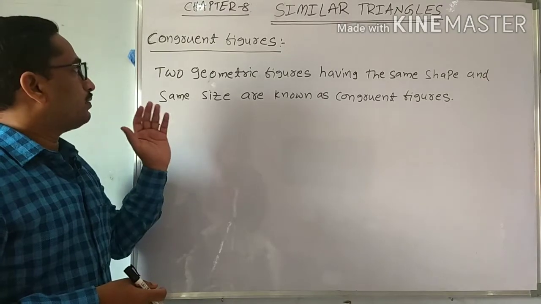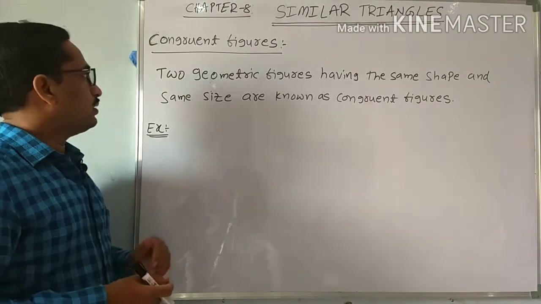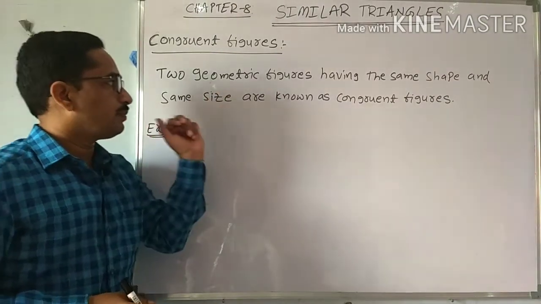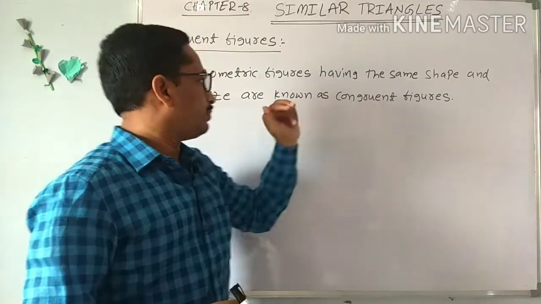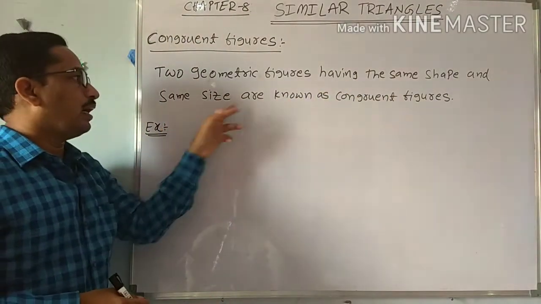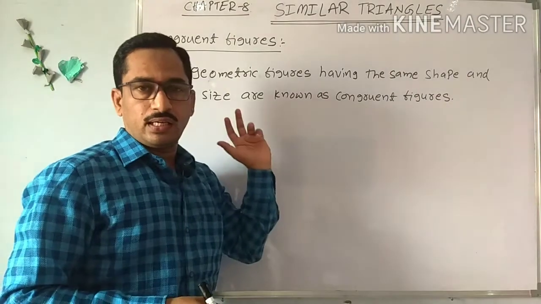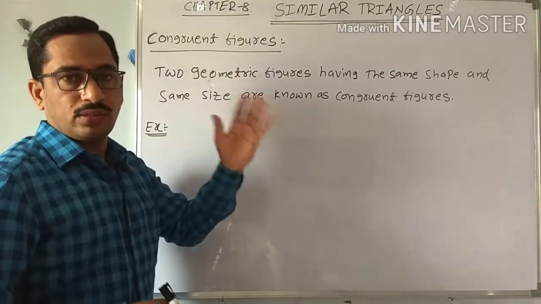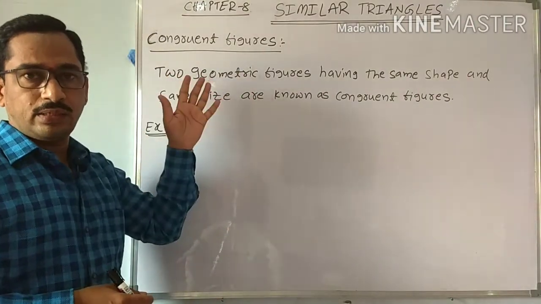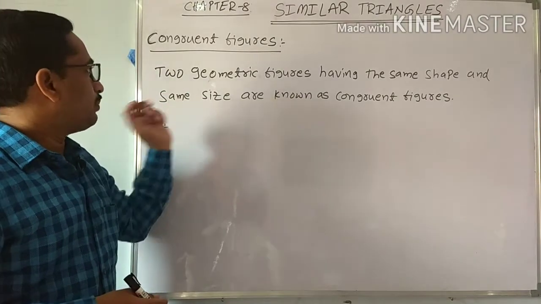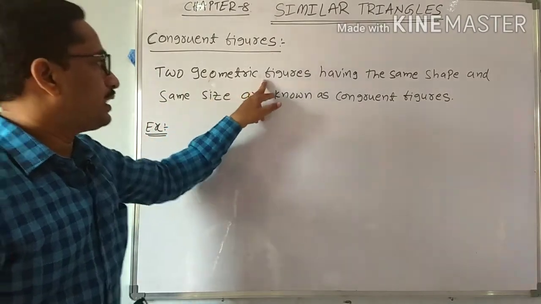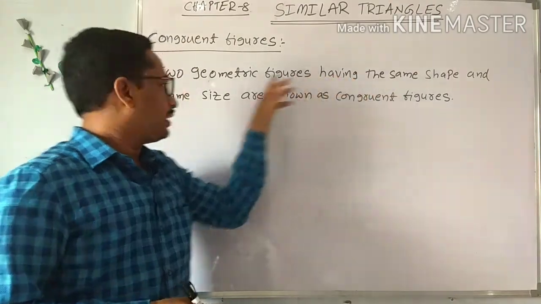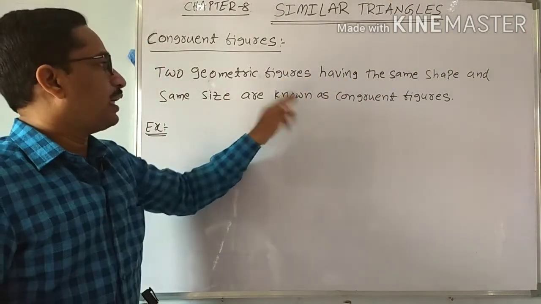The definition of congruent figures: 2 geometric figures having the same shape and same size are known as congruent figures. We already discussed in the previous images that houses, tables, and cars are in the same shape and same size. So this is the mathematical definition: 2 geometric figures having the same shape and same size are known as congruent figures.